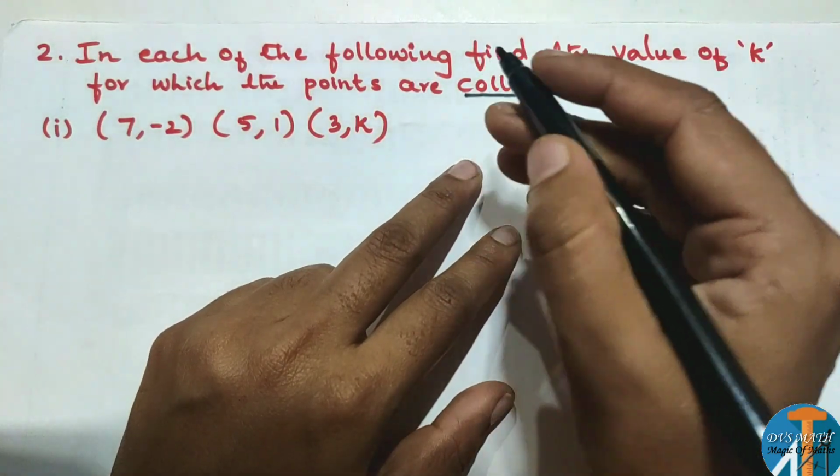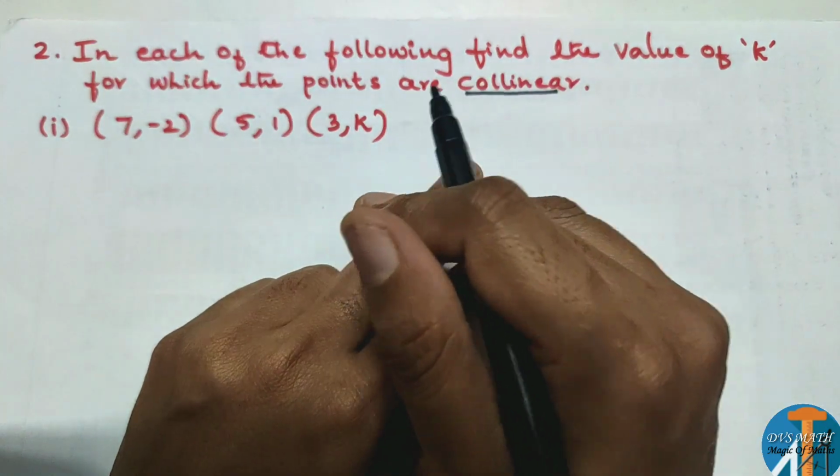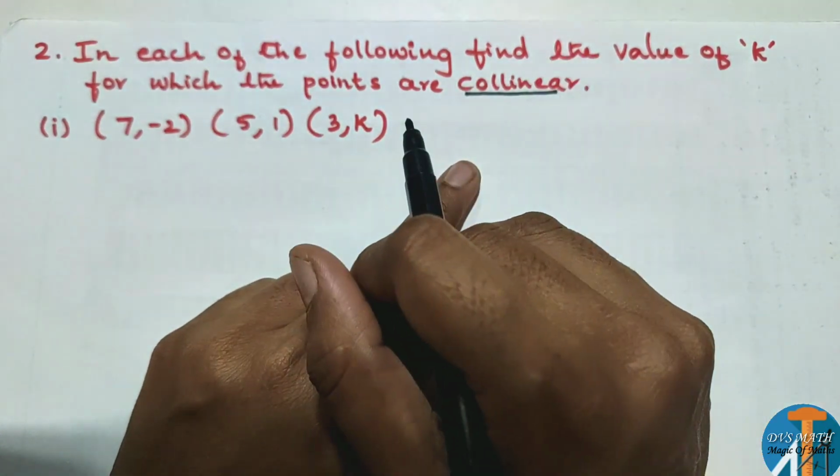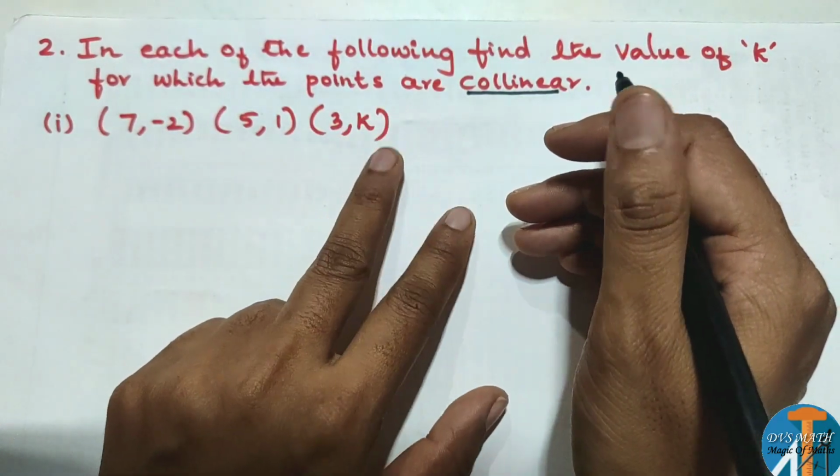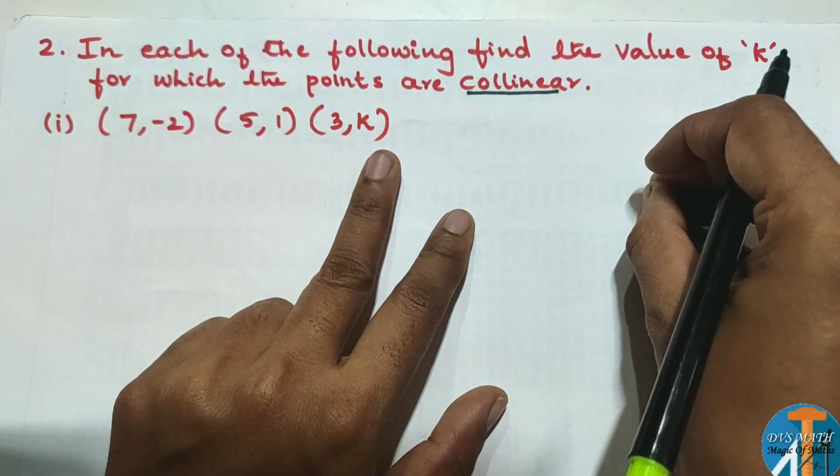We used to take the 3 coordinates. We used to find AB, BC and CA. If we add 2 of the distances, it must be equal to the third one, right?